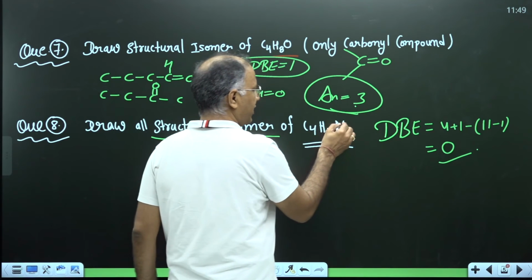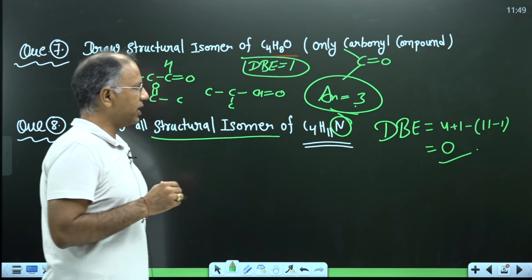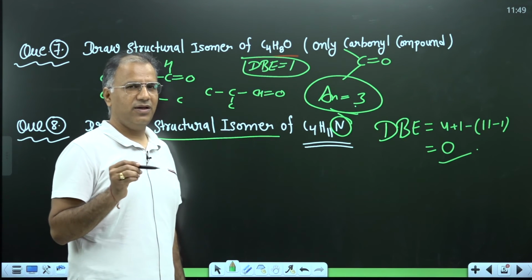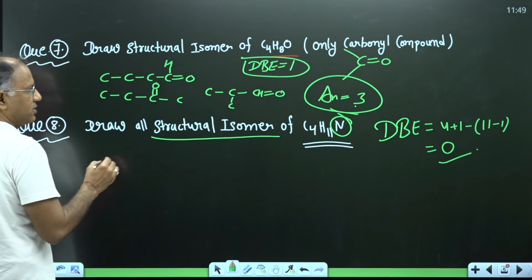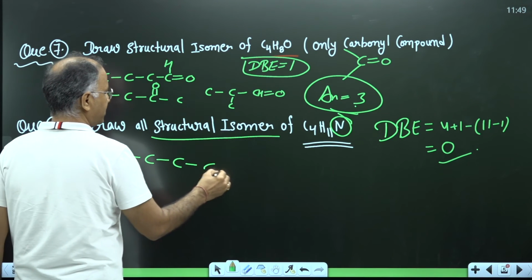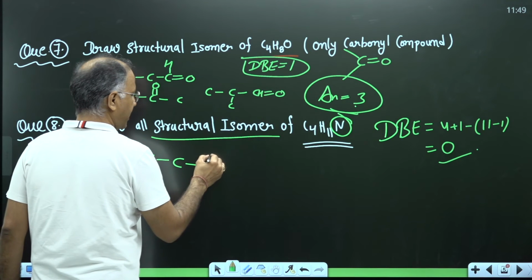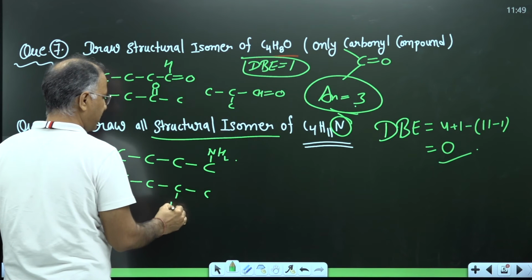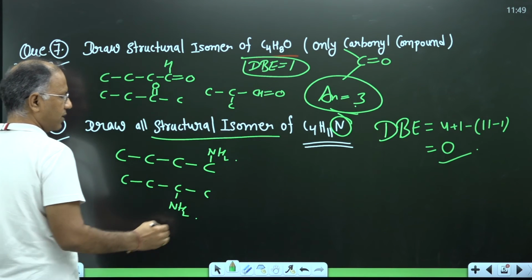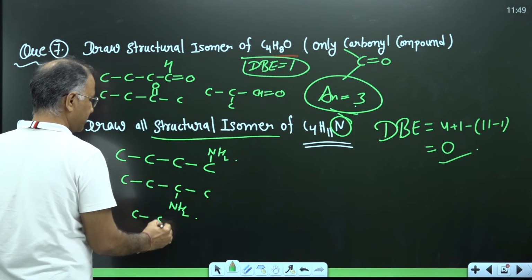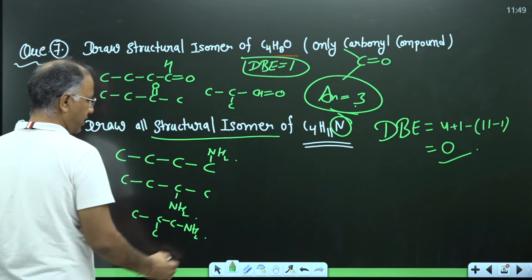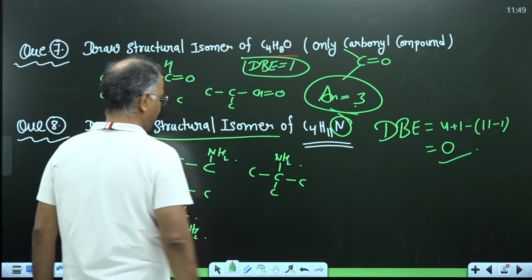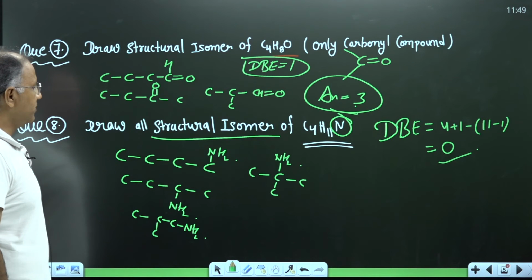But it consists of nitrogen. So whenever the molecular formula consists of nitrogen and DBE is 0, this means the possibility of primary, secondary and tertiary amine. Got it? So we have to consider all the amines. First we will draw a straight chain and place nitrogen on the first carbon, butane 1 amine, second carbon, butane 2 amine. Then we will go for branching. This is also a 1 degree amine. Again there is a 1 degree amine. So 4 possibilities of 1 degree amine.